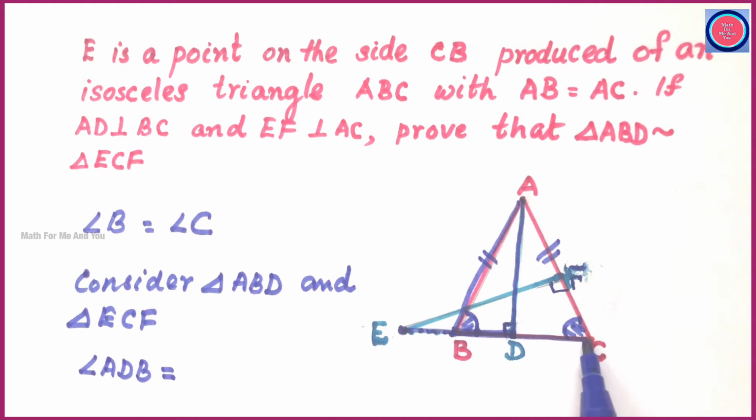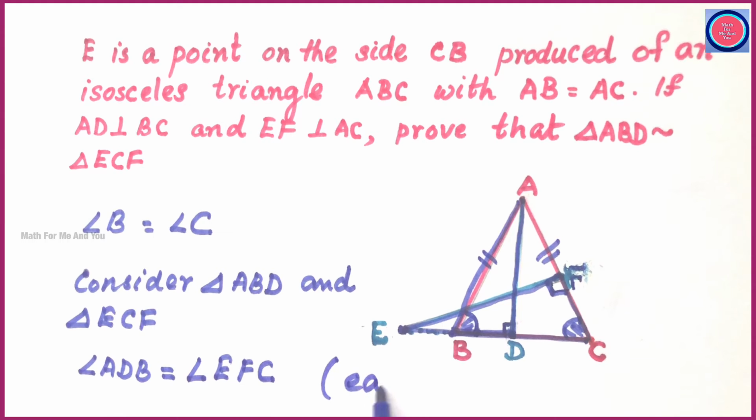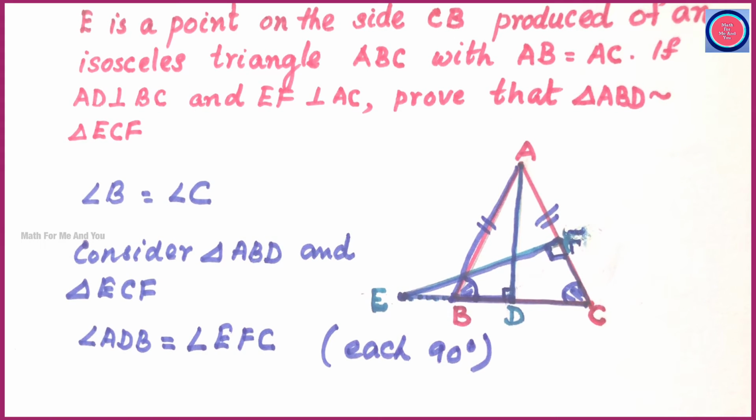And look at the triangle ECF. Here EF is the perpendicular. That means angle F is also a 90 degree angle. If we write the name of that angle, it is angle EFC. This is also 90 degree. So we can write these two angles are equal. Why? Both are equal to 90 degree, each of them.